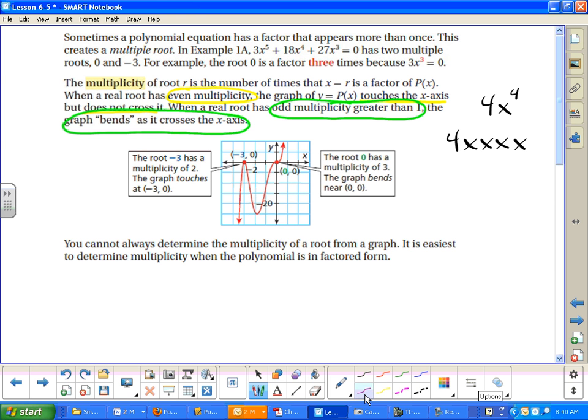And if the multiplicity is 1, then it just crosses the x-axis.